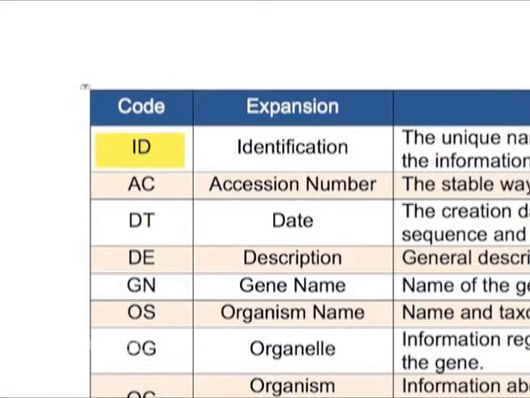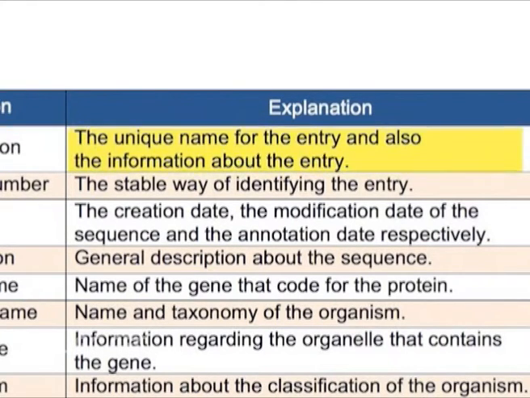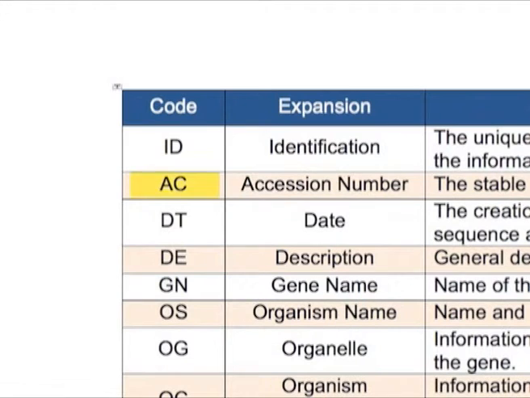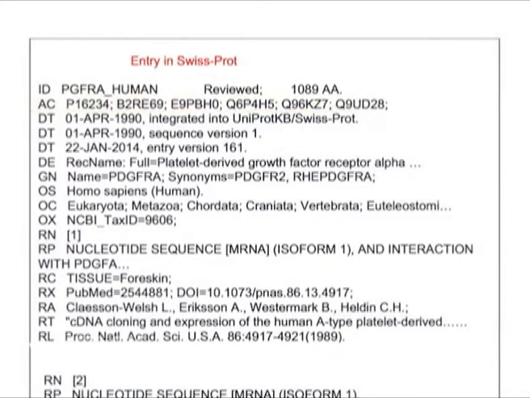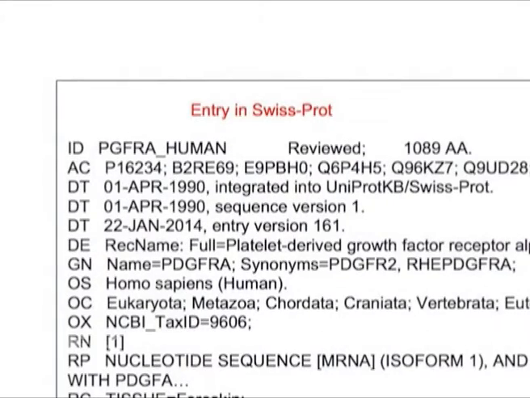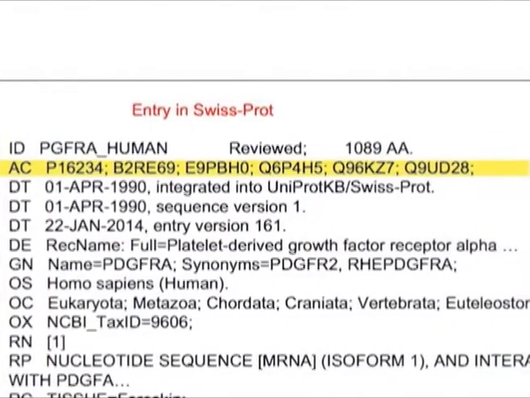Code is ID, expansion is identification, explanation: it gives the unique name for the entry and also the information about the entry. Then AC, it means accession number. This is the stable way of identifying the entry. The AC number will not change for any entry. If any entry has more than one AC, it shows that the entry is generated by merging multiple entries.